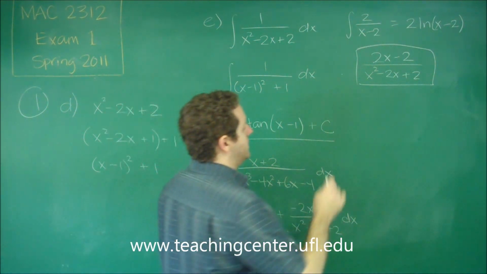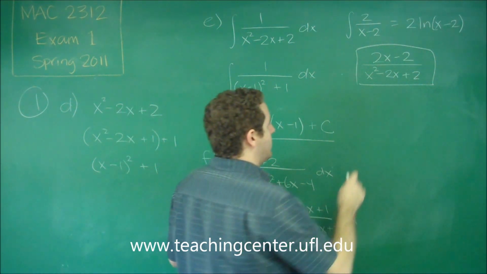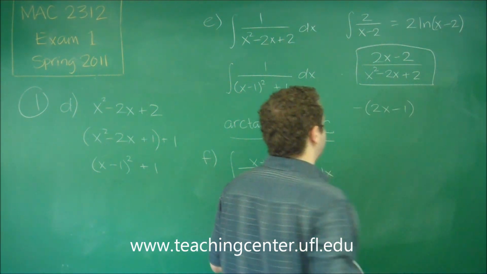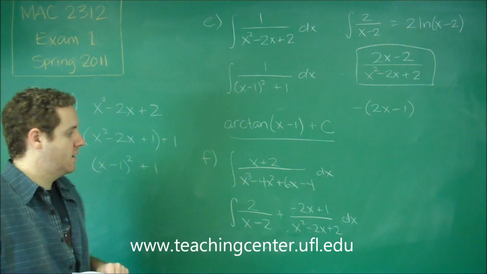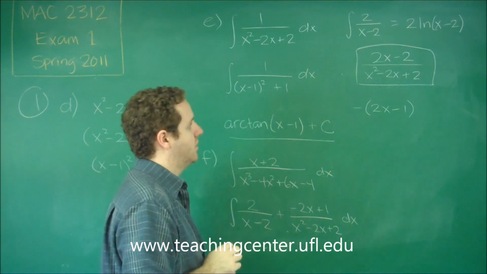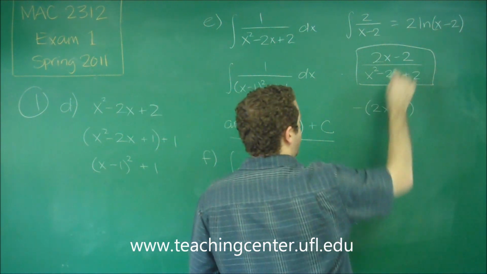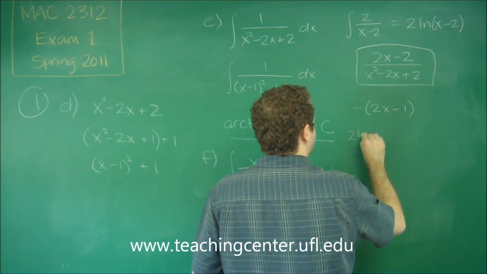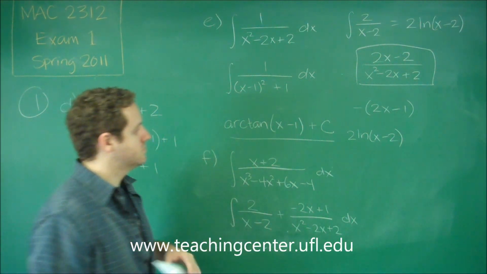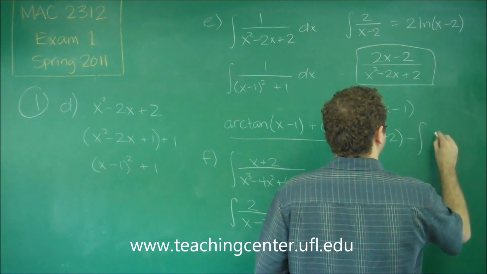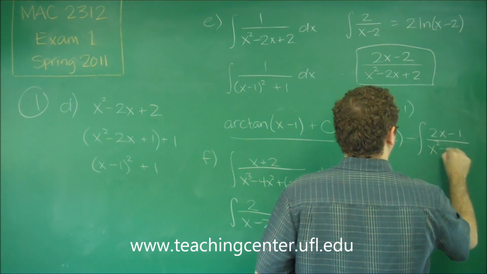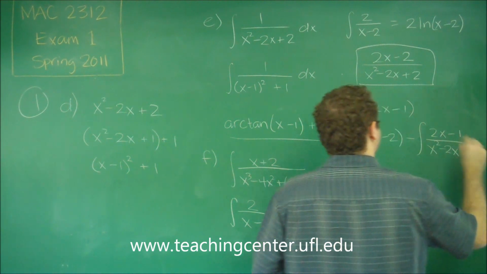So let's deal with the top here to try to get it to be 2x minus 2. If we factor out the negative, we're going to have 2x minus 1. That's pretty close. And what we could do with this negative is instead just subtract this entire integral. So really now we have 2 ln of x minus 2, in other words, what we got from this one, minus the integral of 2x minus 1 over x squared minus 2x plus 2.